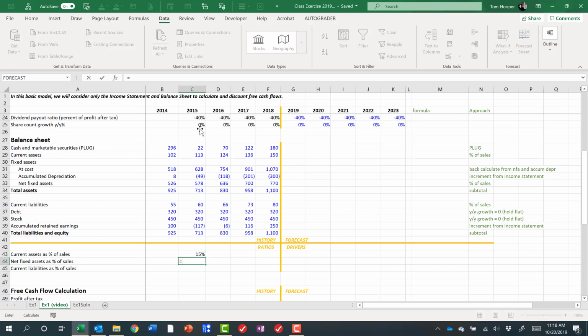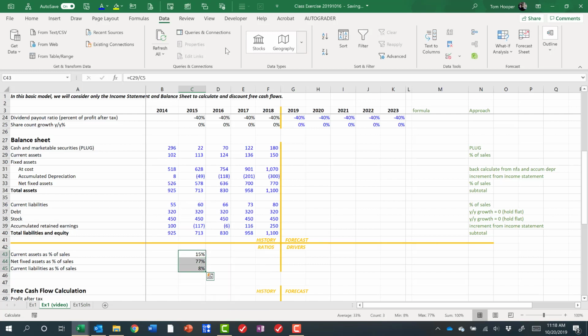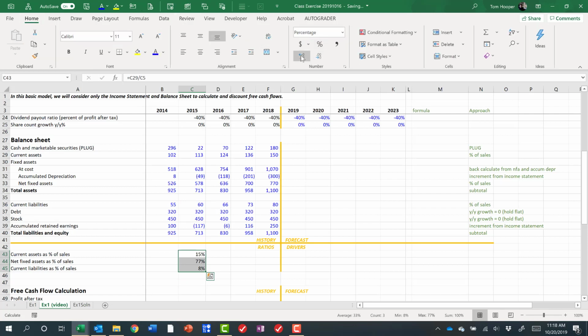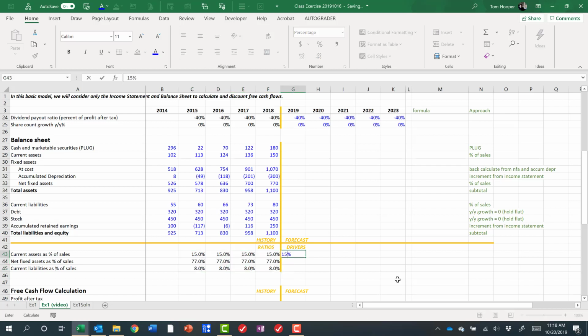Our net fixed assets as a percent of sales, 77%, and our current liabilities as a percent of sales, 8%. We could even show an extra decimal place on that. We can copy that using the Control-R. And then come over here and continue those same drivers forward unless we read something in our equity research that tells us to do otherwise. Control-R.